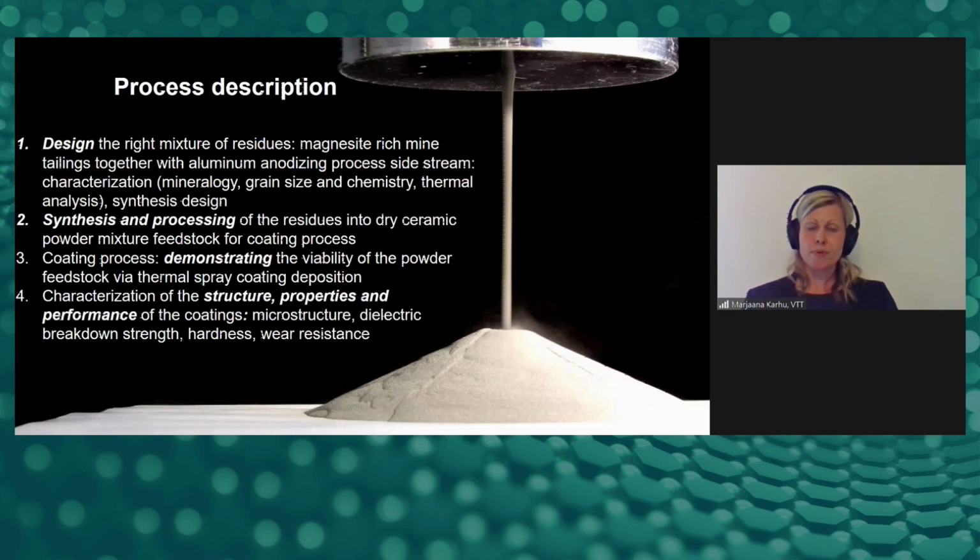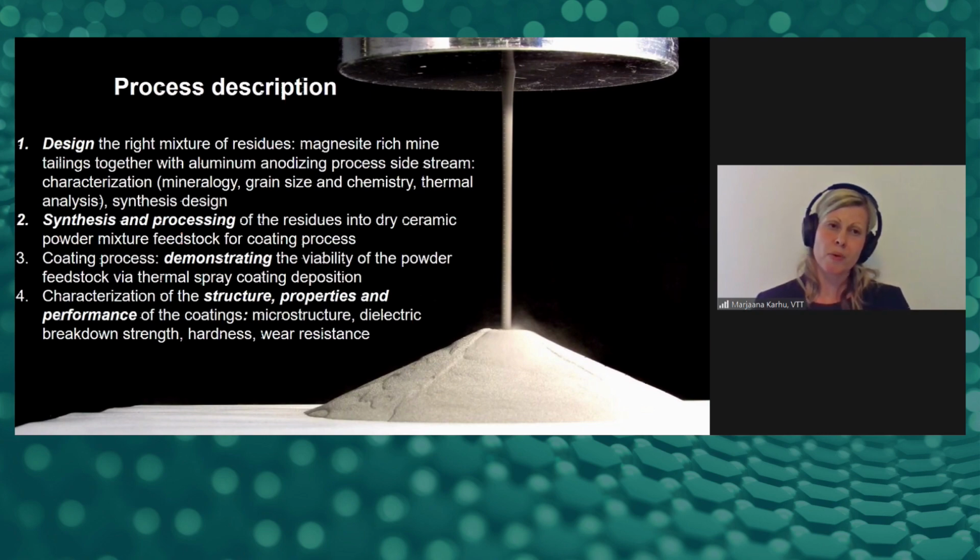So here is now the process for this case study, how we develop the value from the side stream. We start by designing the right mixture of the residues, and we have selected these two side streams: the magnesite-rich mine tailing and the aluminium anodizing process side stream. We start the detailed characterization of those side streams, and make the synthesis design for the chemical compound that we are aiming for in this study.